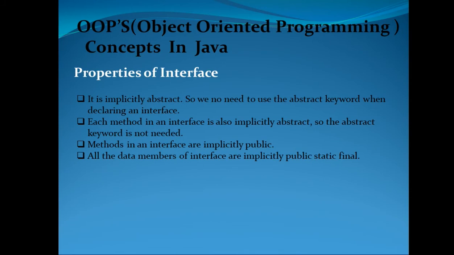Now let's discuss the properties of interface. It is implicitly abstract, so we do not need to use the abstract keyword when declaring an interface. Next, each method in an interface is also implicitly abstract, so the abstract keyword is not needed. Methods in an interface are implicitly public. All the data members of an interface are implicitly public static final.